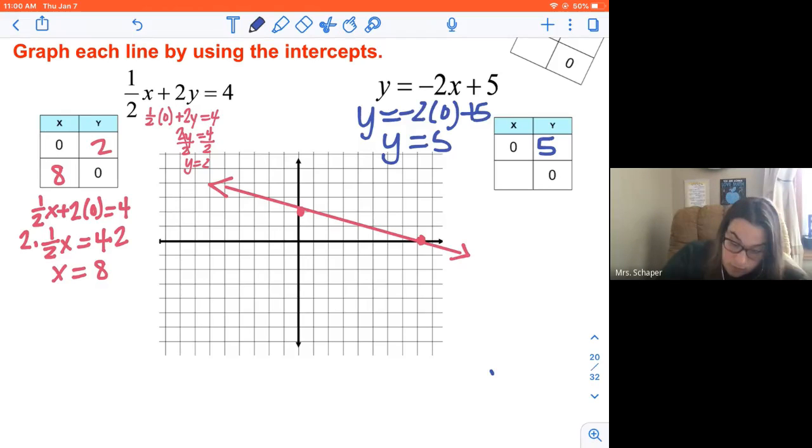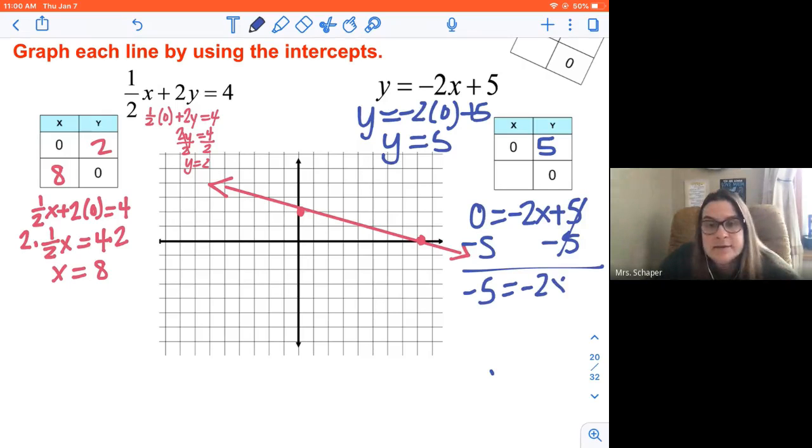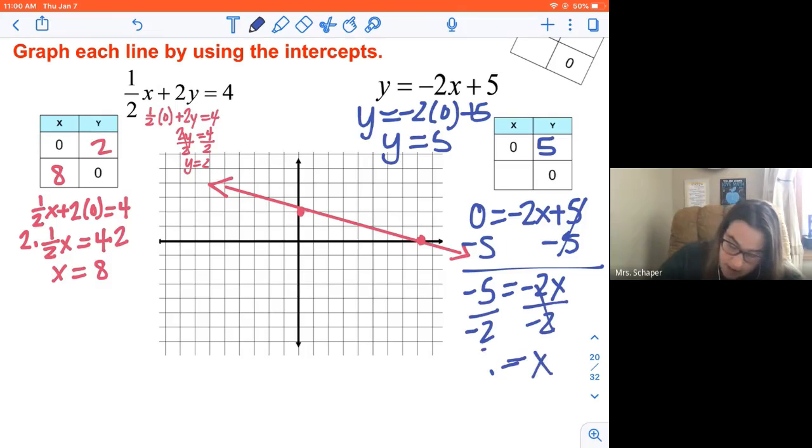When y is 0, so 0 equals negative 2x plus 5. I'm going to subtract 5 from both sides. And I'm going to get that negative 5 equals negative 2x. I'll divide both sides by negative 2, so x equals 5/2. So those are my two intercepts. The y-intercept is 0, 5. The x-intercept is 5/2, 0. So 0, 5. And 5/2, so that's 2.5. Those are my 2 points. Draw a line through them.